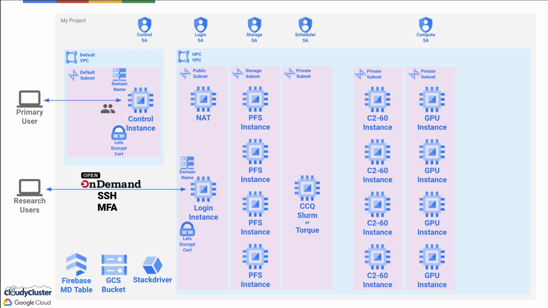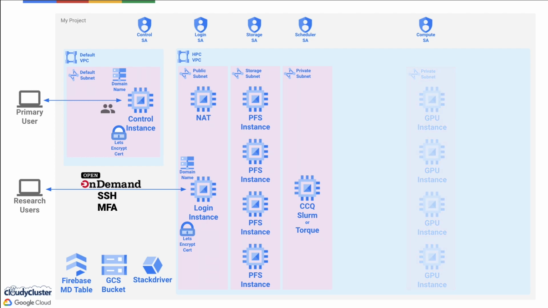So here's another job that finishes, and here's the final GPU job that finishes. Now that all the jobs for the session have been run, the primary user can stop the environment, which would stop all the instances and reduce the spend to just the storage costs. When additional jobs need to be run in the future, the primary user can come back and start the HPC environment again from the CloudyCluster UI, and everything will be ready to go in just a few minutes.